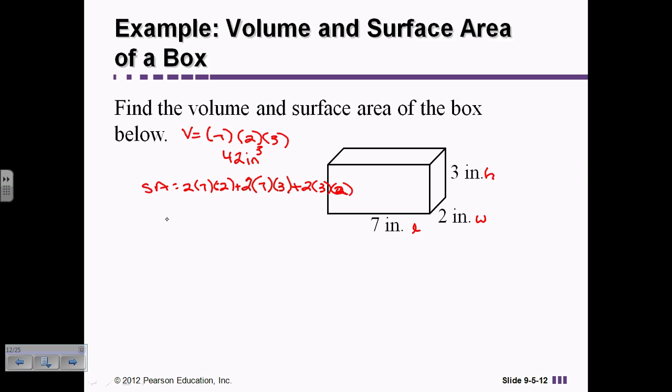And so if we do our mathematics on that, we're going to end up with 28 plus 42 plus 12, and all of that added together is 82, and it's inches squared.